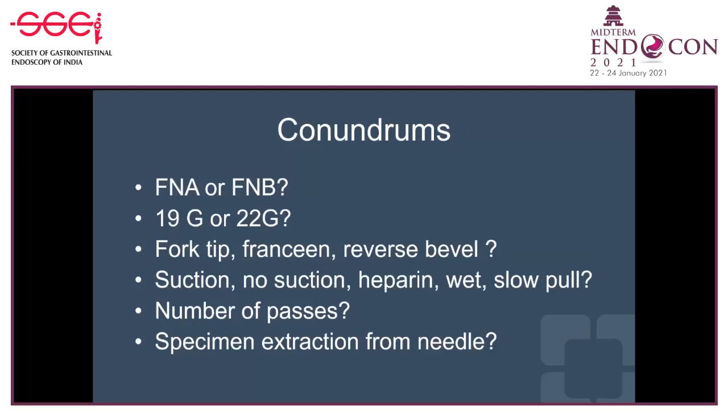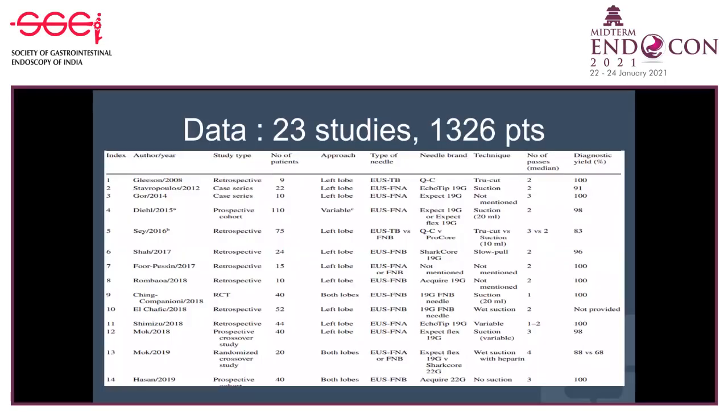How many passes should we make? 1, 2, or 3? How should we extract the specimen from the needle? Should we be fanning? So all these conundrums, they exist, and I don't think we have robust data to answer each and every one of these conundrums.